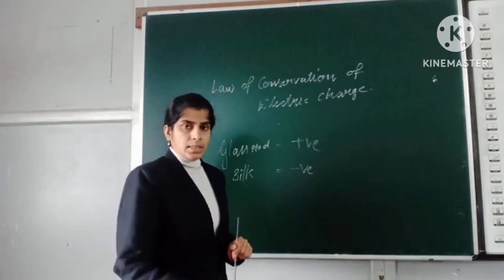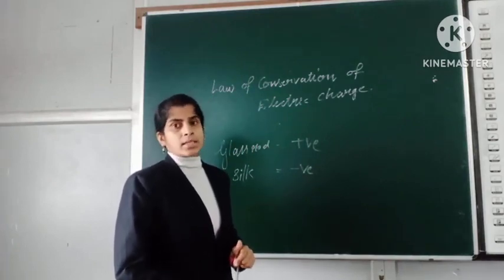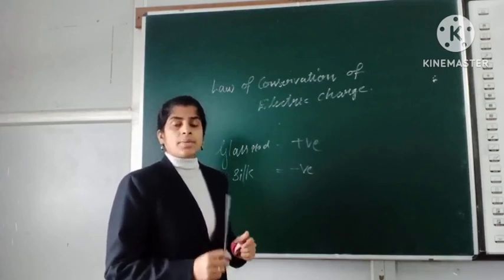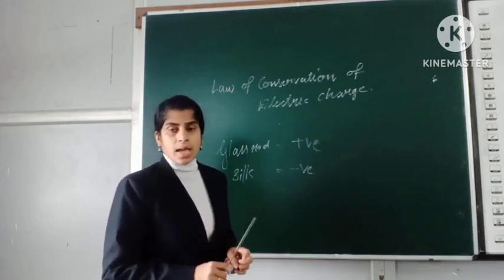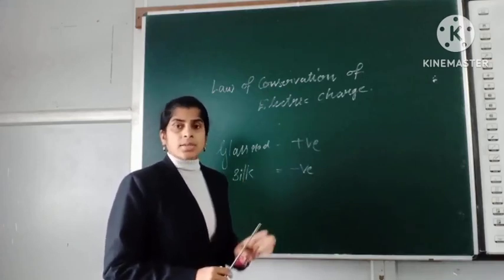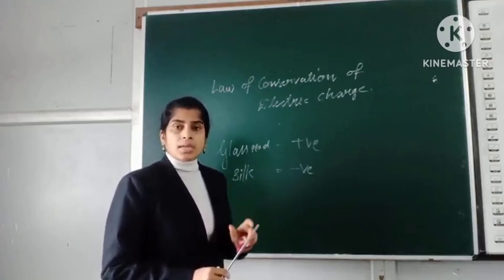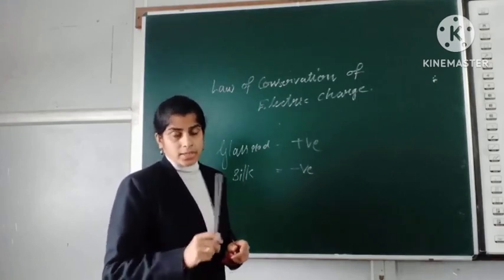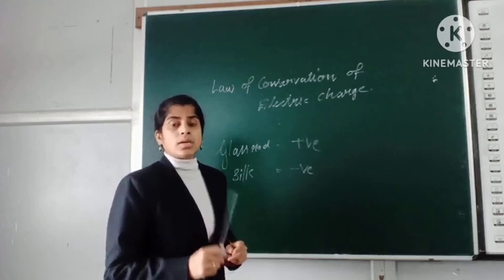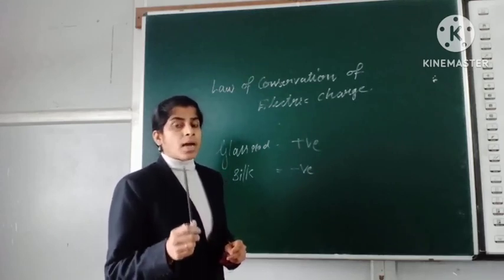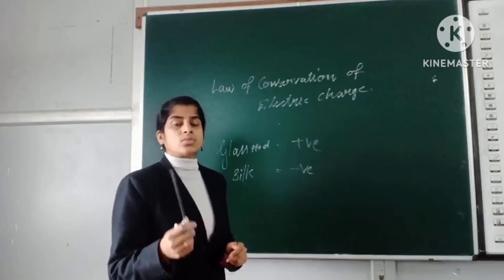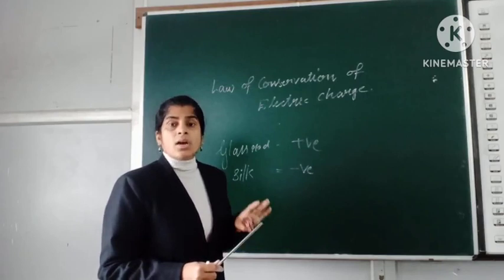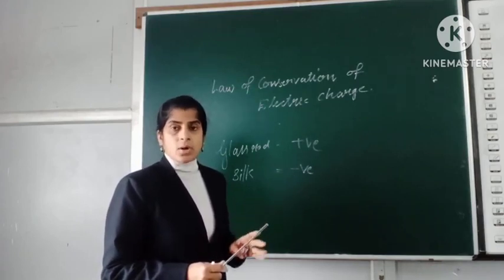Clear? And similarly, take one ebonite rod and cat skin. When this ebonite rod is rubbed with cat skin, what will happen? The free electrons are transferred from the cat skin to the ebonite rod. The ebonite rod has an excess of electrons, so it has negative charge. And the cat skin has a loss of electrons, so it has positive charge.